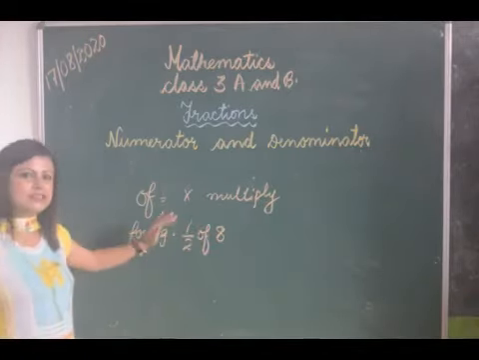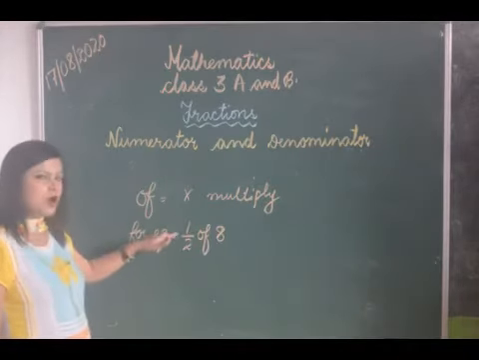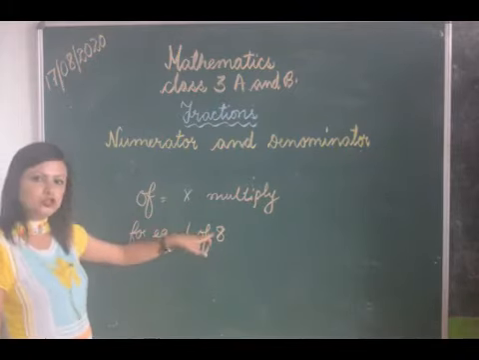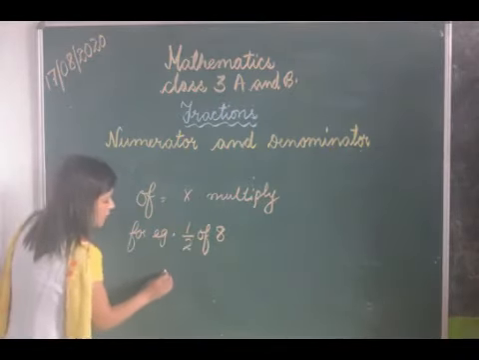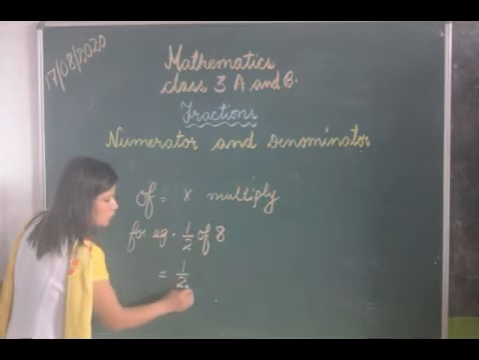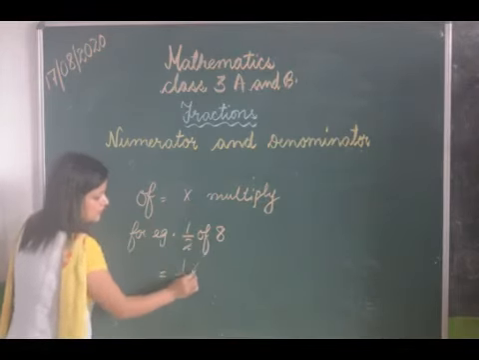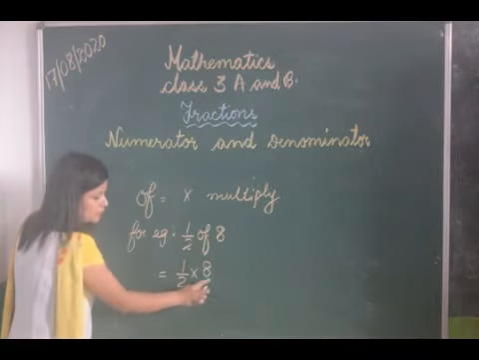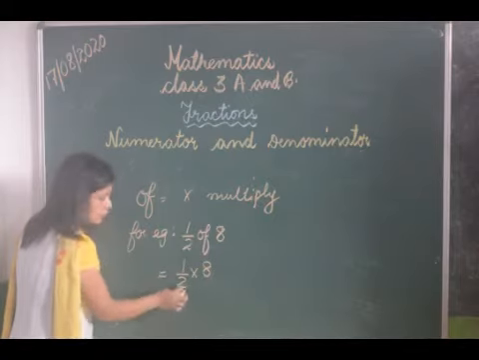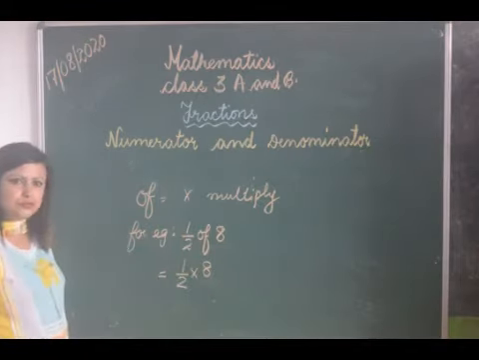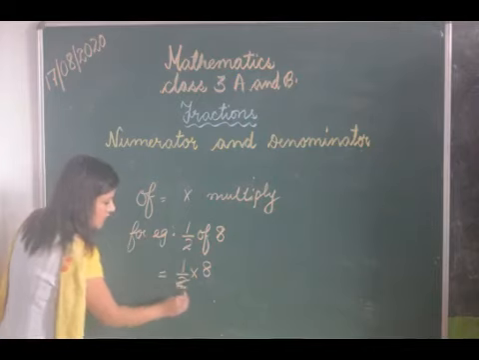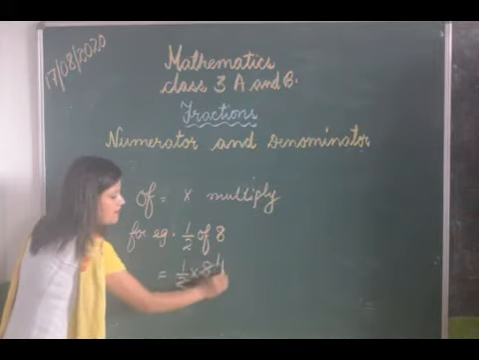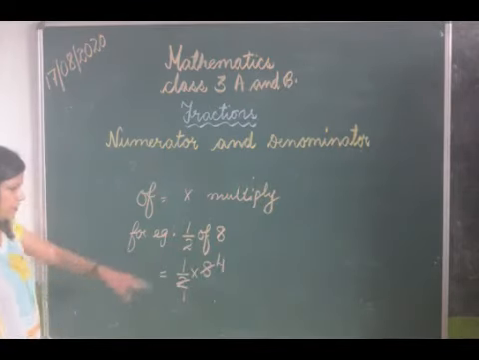You have to convert this into a fraction. So how are you going to convert? First you have to change this OF into the multiply sign. So 1 by 2 of means 1 by 2 into 8. So you can cross multiply. There is no number here, so nothing to do with it. Just cross multiply. You know the table of 2? Yes. 2 ones are 2. 2 how many times 8? 2 fours are 8.